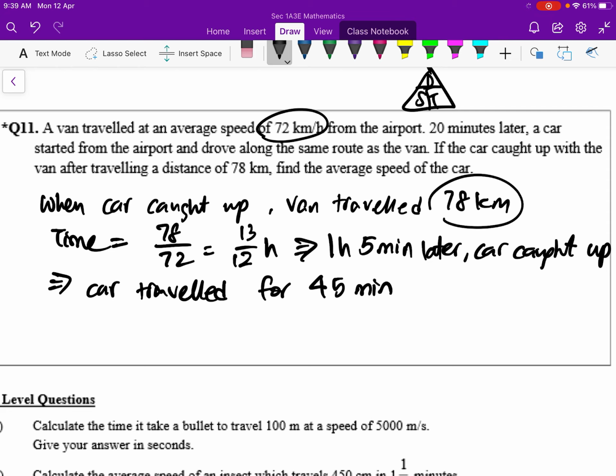So we want to find the average speed of the car. Car's speed will be our distance divided by the time. How far did the car travel? 78. What is the time taken? 45 minutes. So in terms of hours, that will be 3/4. So 78 times 4 divided by 3, you get 104.